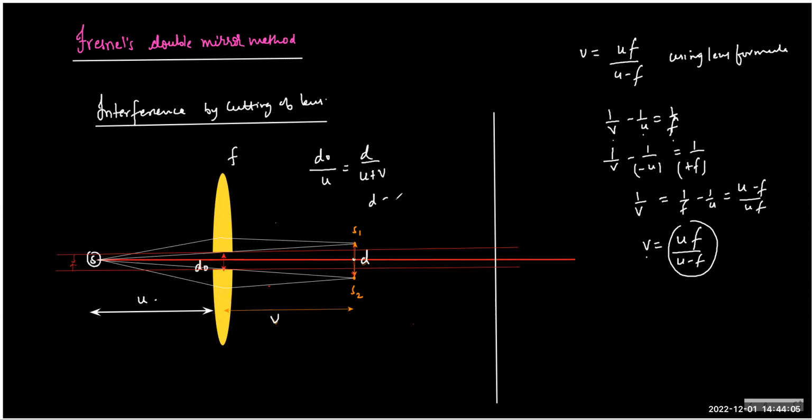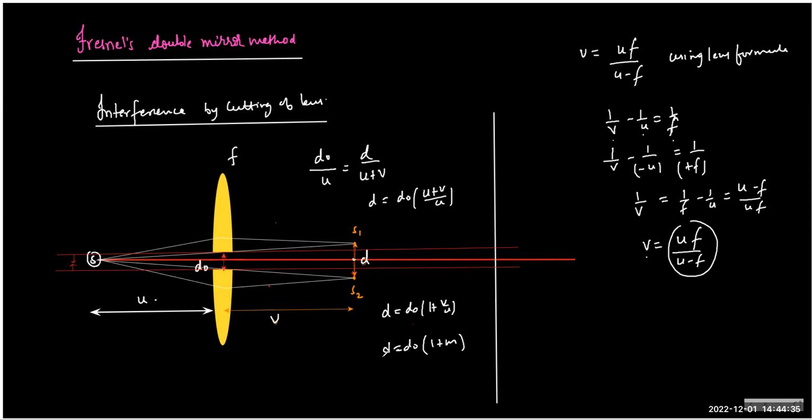So what is D actually? D is D naught into U plus V by U, which is 1 plus V by U, which is the magnification formula, right? In value, because for V and U I'm taking everything as value. So M is the magnification. You can get it from there.